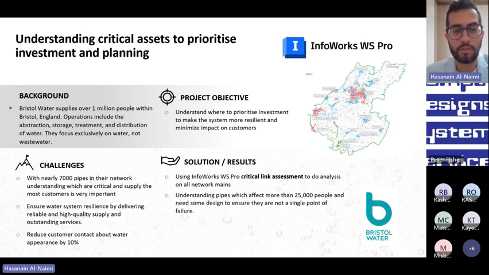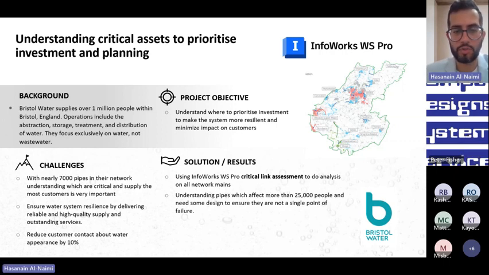And the challenges were, 3 challenges are listed here. So they have almost 7,000 pipes in their network. So it's a network that we normally do more than, but it's for sure one of the networks that was interesting in terms of the data that we found in there.